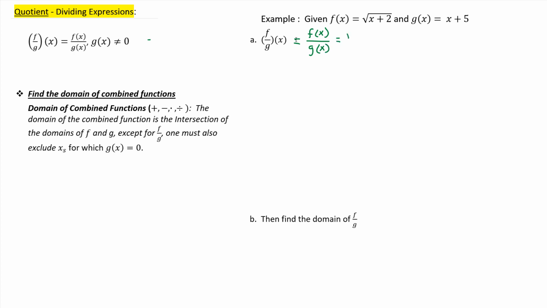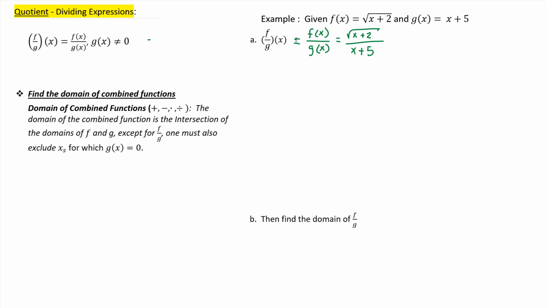Your numerator's function is f of x, so that's square root of x plus 2. And your denominator's function is g, which is g of x equals x plus 5. So ultimately that is the division, and you're done with that division problem, if you will. Then you're going to move on to the concept of domain for functions that you're dividing.